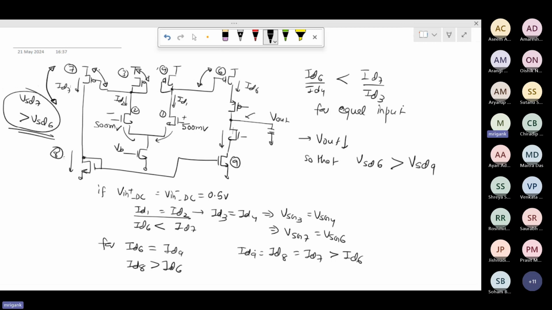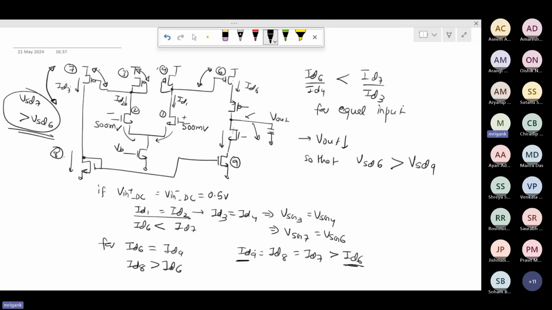Now, if this is true, then M6 and M9 are in series, so they must carry the same current. The current in M6 and M9 must be the same. It cannot be that ID9 is greater than ID6. That is not possible. So when will it be possible for ID6 and ID9 to be the same? Provided the DC level at the output goes down. If that goes down, then automatically the VSD of M6 will go up and the VSD of M9 will go down, and it will balance the current. It will make the current equal.